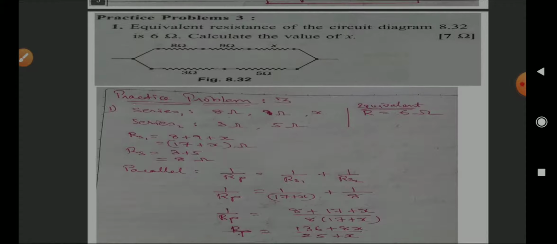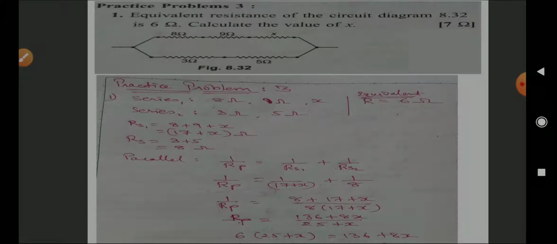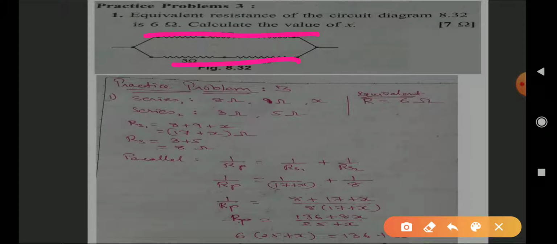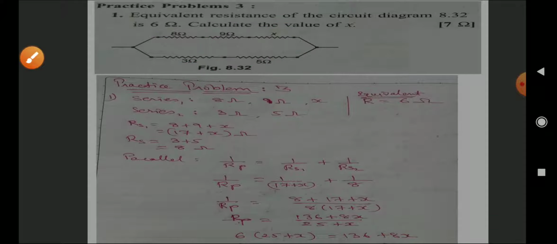Let us work out for the practice problem 3, where you are going to find out the resistance of the unknown resistor. So here if you see, these three are given in series, these two are in series, and both of them are in parallel. So first of all we'll add this one, then we'll add this one, and then we'll put the ratios of those resistance.